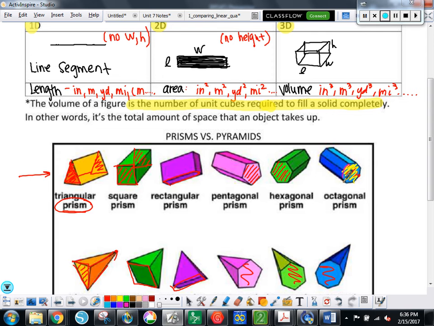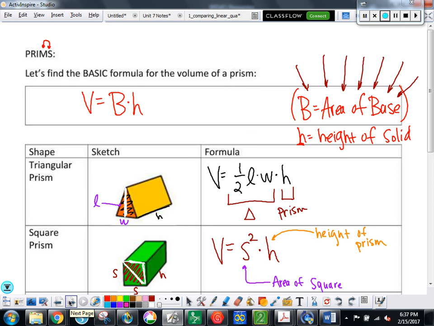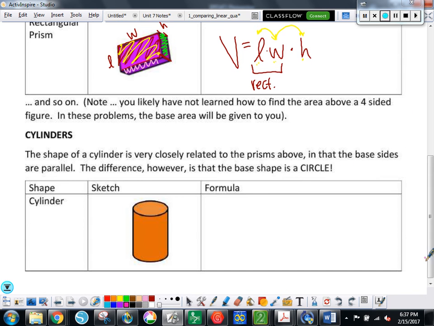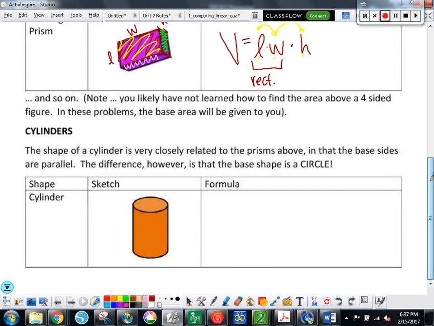So if you see something with kind of a weird base like this, it would probably tell you the base equals 24 inches squared. So the area of the base is given, and then it would say the height is 4, find the volume. But it would have to tell you what that area is because you don't know how to figure that out yet. Does that make sense? Okay. This is what I just said. So the base area will be given to you.